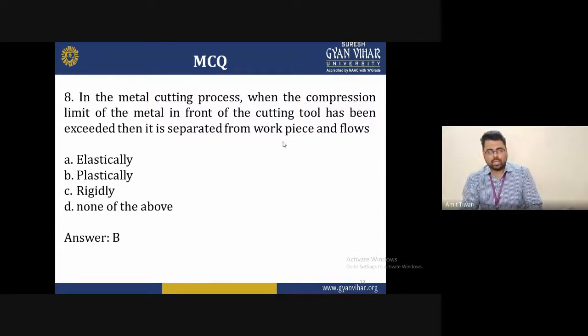Keep the question in mind and read it once again to understand what it is asking. In the metal cutting process, when the compression limit of the metal in front of the cutting tool has been exceeded, more compressive forces are generated on the workpiece. And what happens? A plastic deformation stage occurs, where the material is completely removed from the surface of the workpiece and completely converted into chip.